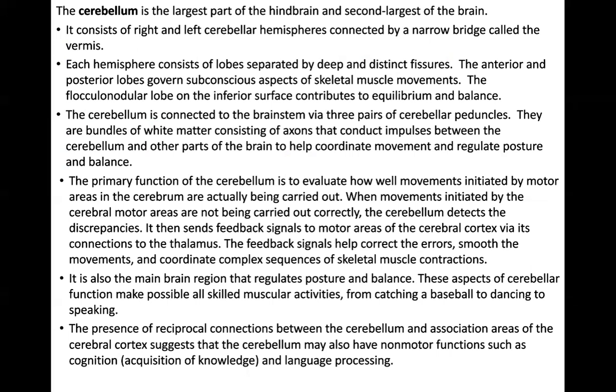And I can't ever pronounce that, so I just call it the F lobe, which is on the inferior surface and contributes to equilibrium and balance. Three pairs of cerebellar peduncles connect our cerebellum to the brainstem. These are bundles of white matter with axons conducting impulses between the cerebellum and other parts of the brain. Overall, what they do is contribute to coordinating movement, regulating posture and balance. So as you guys can see, I've already mentioned things like movements, balance, equilibrium, posture.